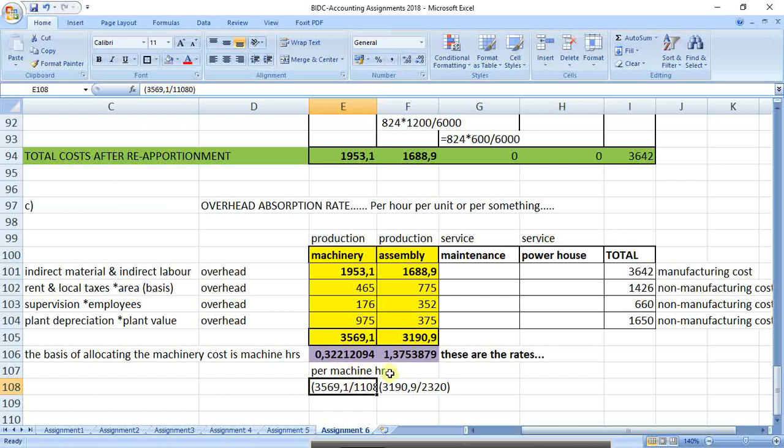Okay, all of those are rates. It's per hour, per hour, per hour. Okay, so it's that per hour, that per hour.